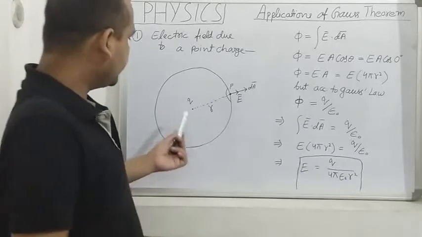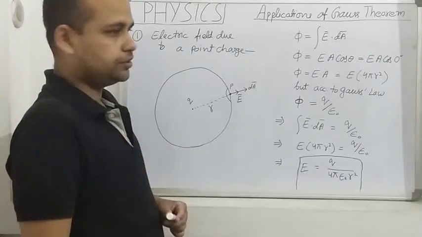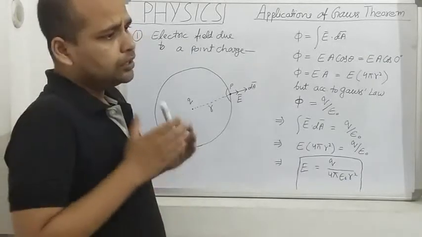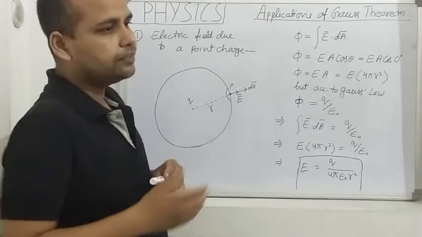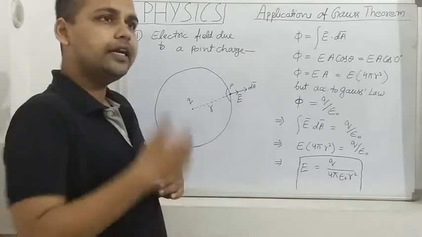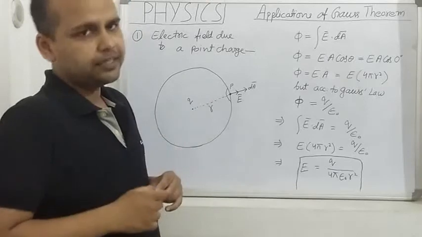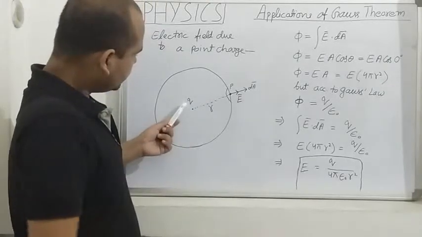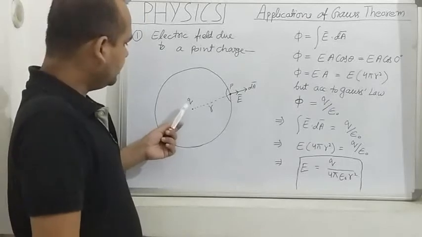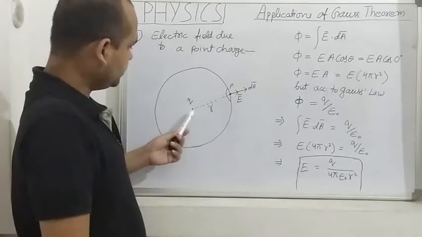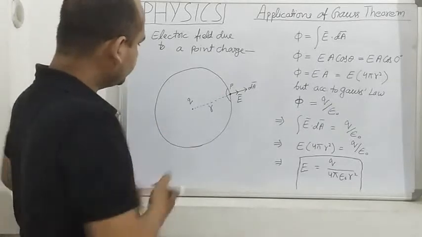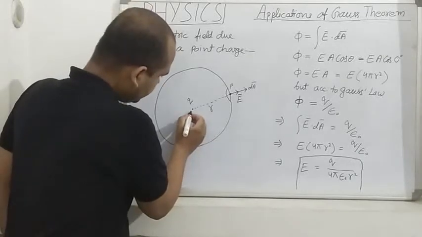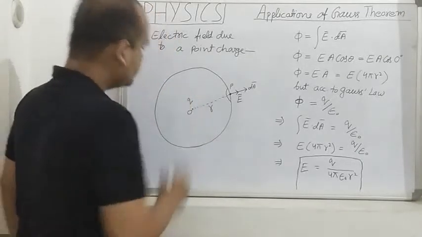Okay, we have taken a point source charge. Due to a point source charge, how we can find the electric field at any arbitrary point P, that we are going to see. You can see here I have considered a positive point source charge lying here. You can consider this as a center O.